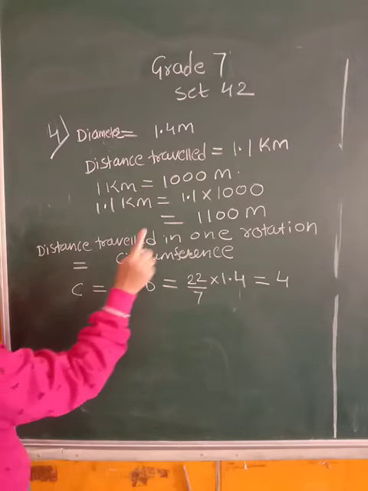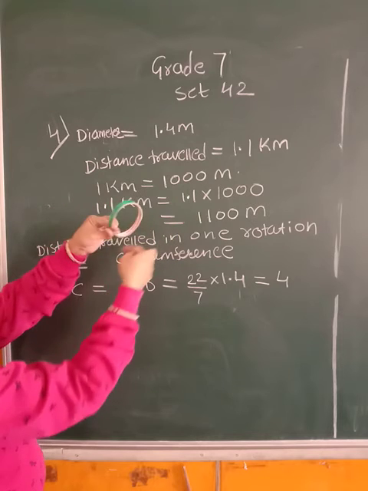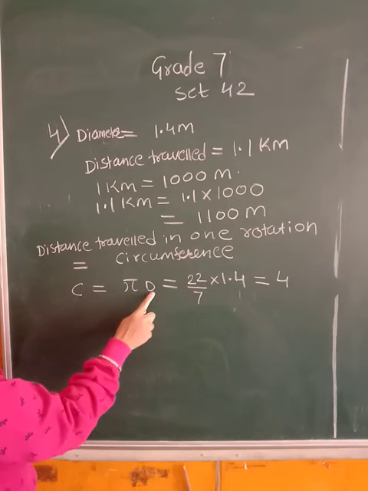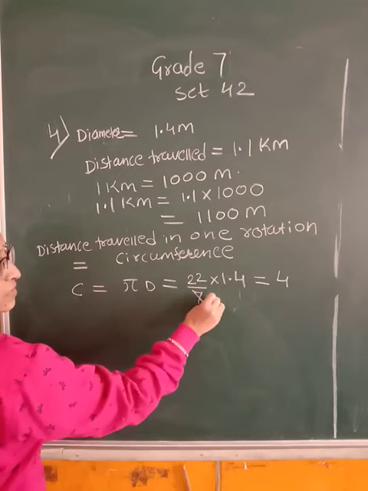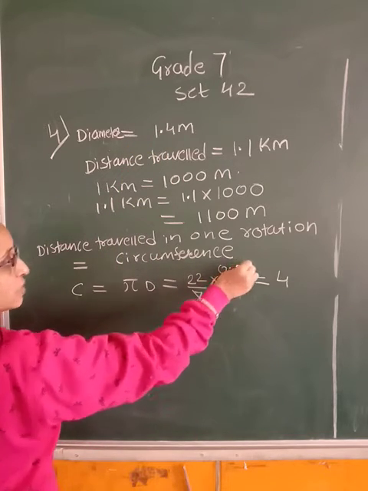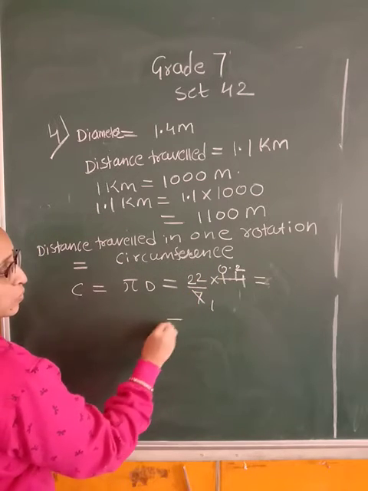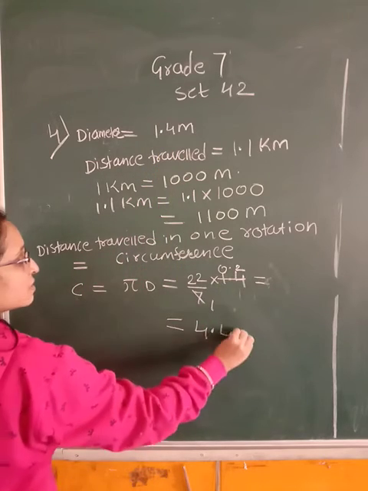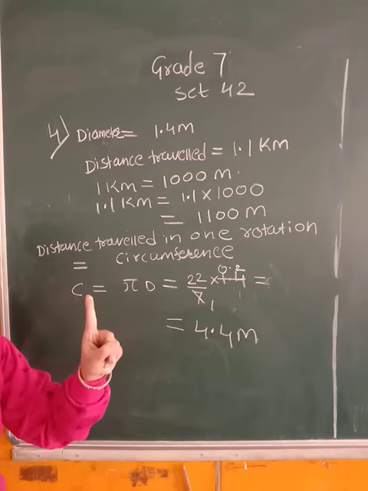Second is the distance travelled in one rotation that we are calculating. The distance travelled in one rotation is equal to the circumference. So that is pi into d. Pi is 22 by 7, d is 1.4. So 7 ones are 7, and this is 0.2. So this comes out to be 22 into 0.2, which is 4.4, and the unit is meters. So 4.4 meters is the circumference. It is the distance travelled in one rotation.